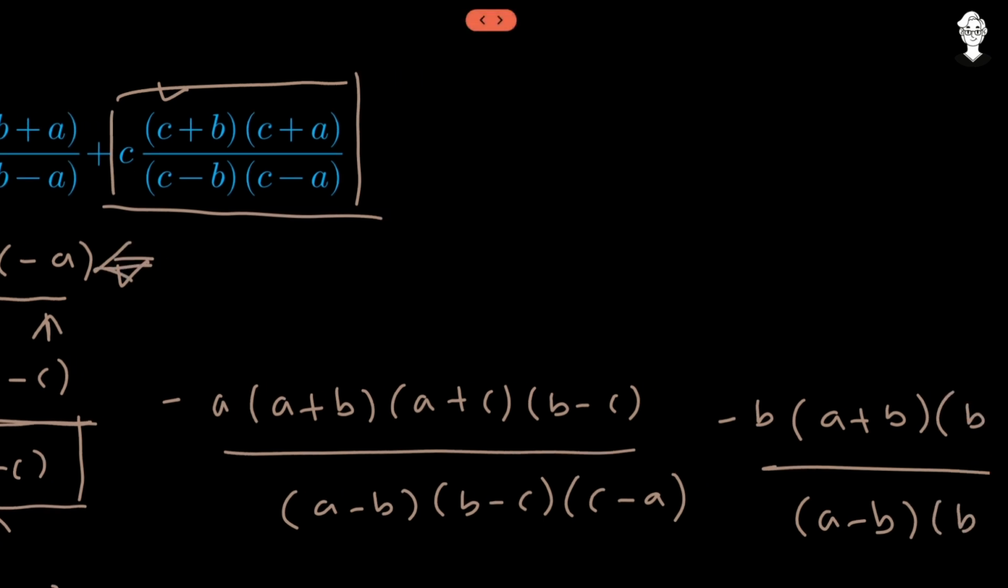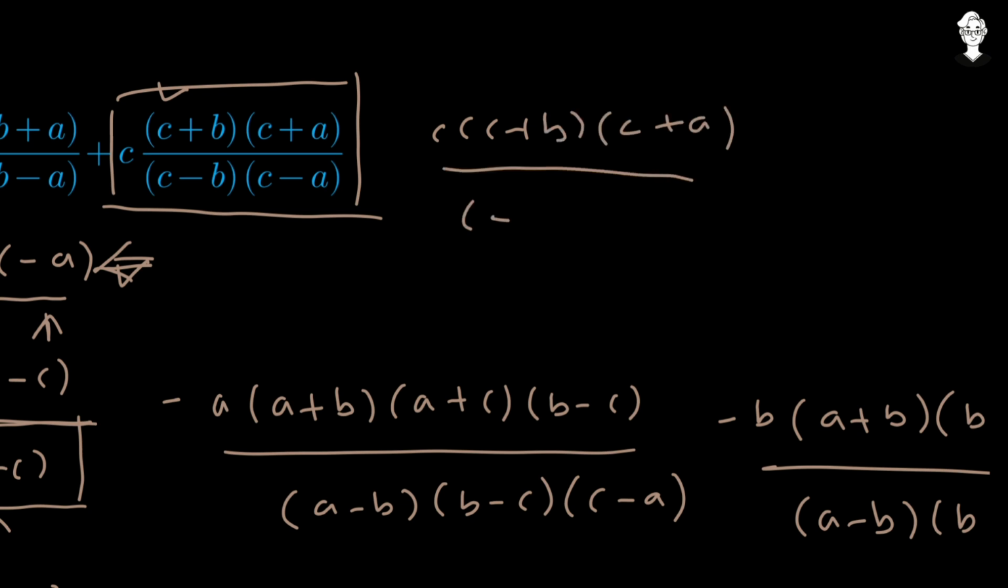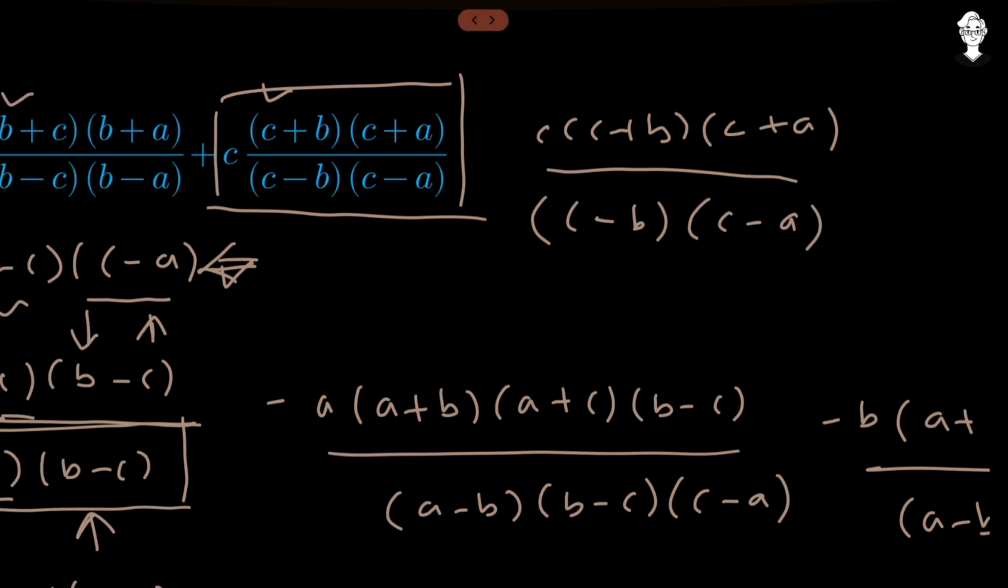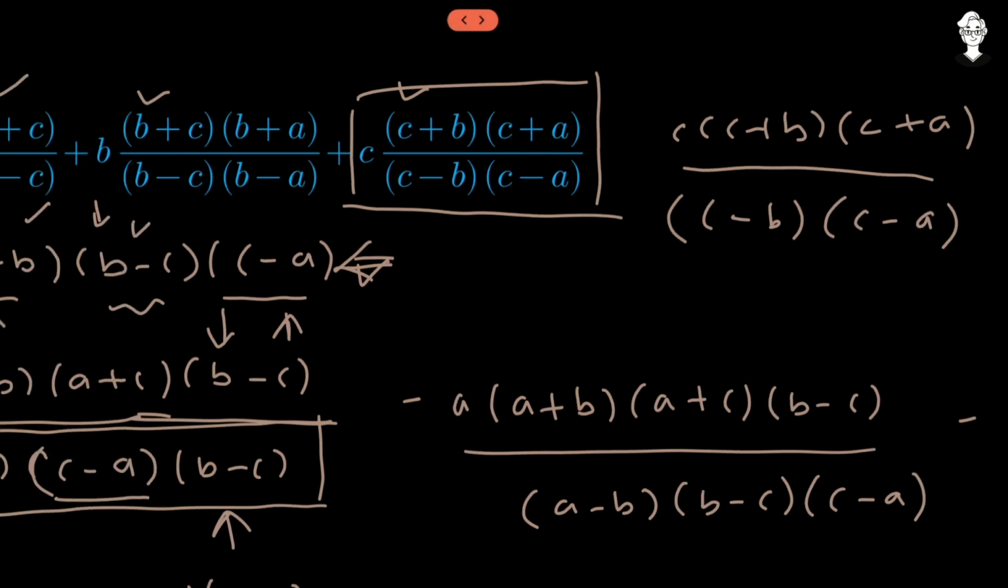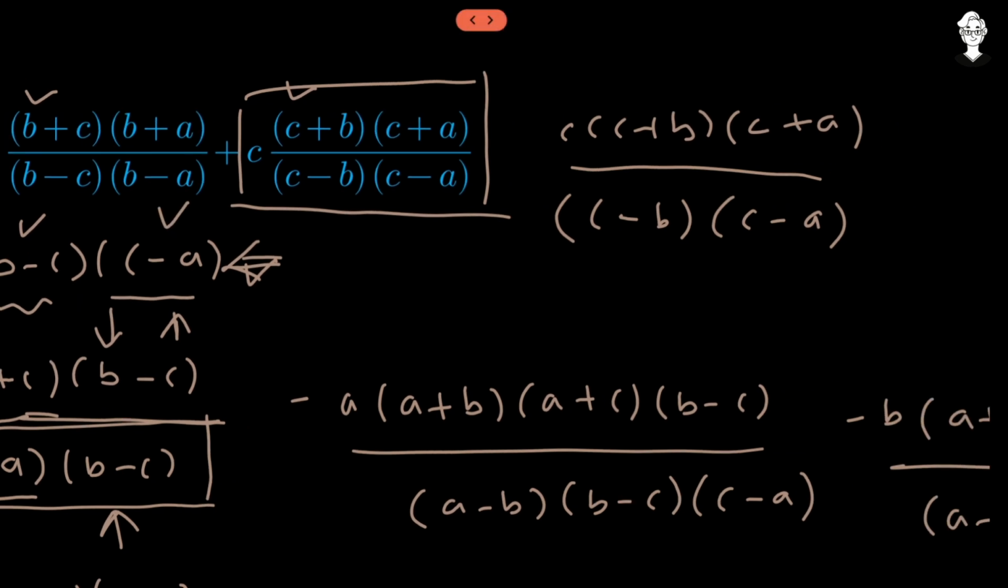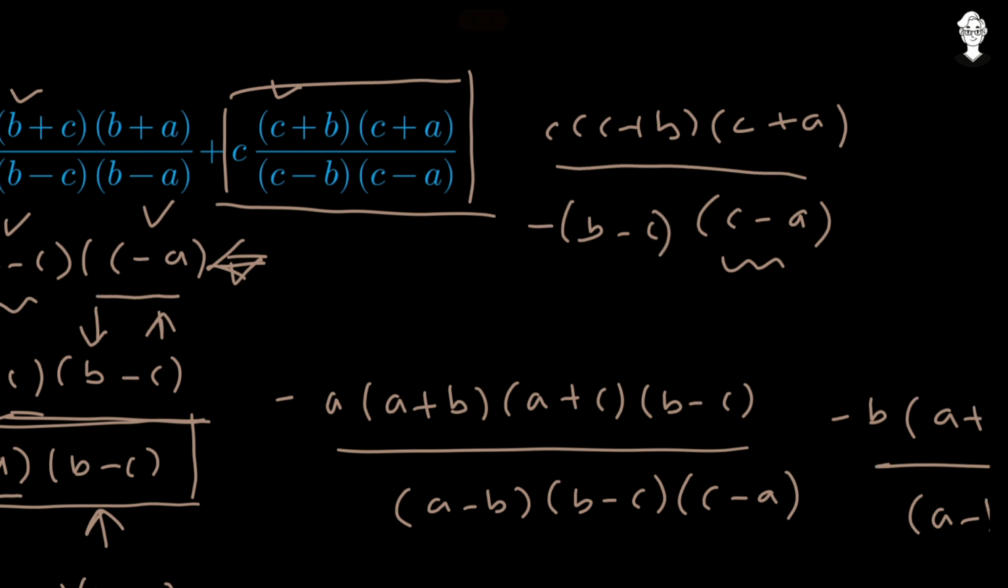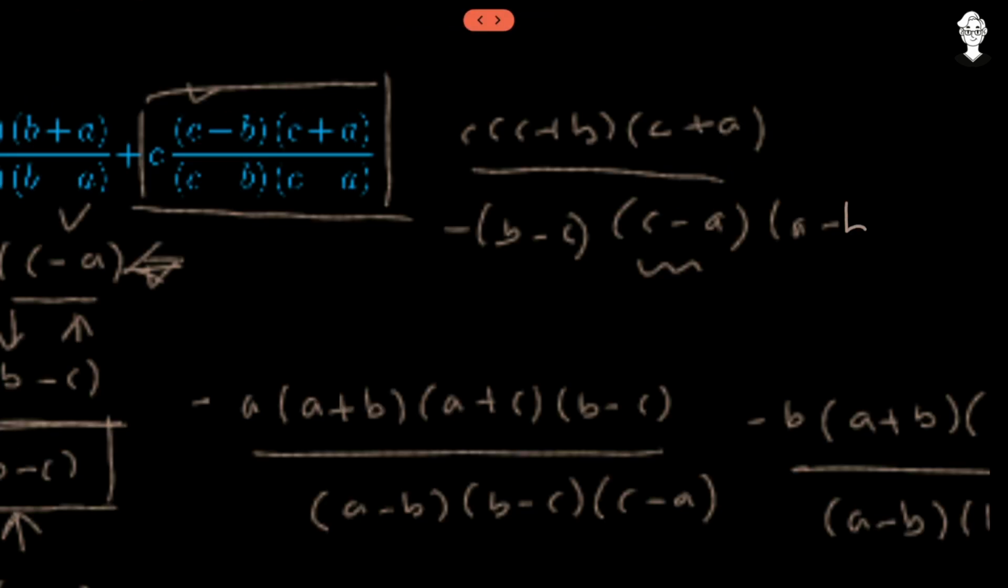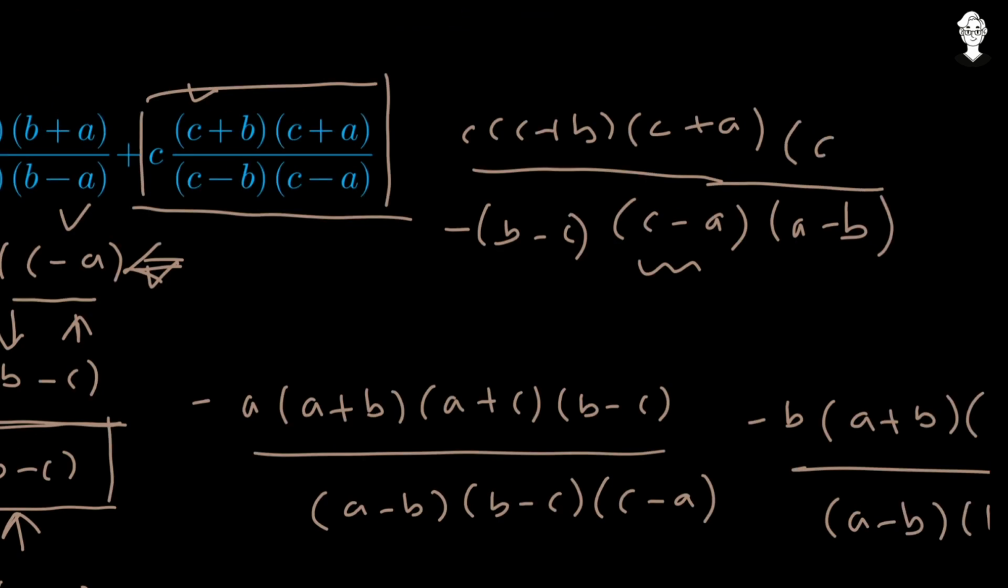So the third term is c into (c plus b) into (c plus a) divided by (c minus b) multiplied by (c minus a). So what we required is (a minus b), (b minus c), (c minus a). So c minus a is already present, b minus c is required, and we have c minus b. So I can take a negative sign common. So what I will get inside the bracket is b minus c. And what extra we need is a minus b. So I will multiply it in denominator and in numerator.